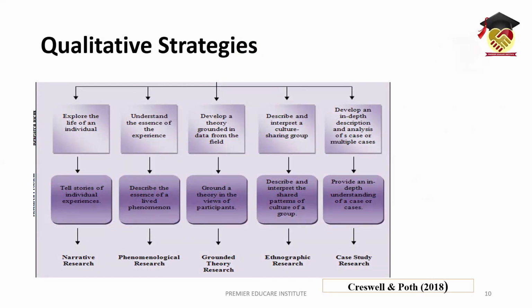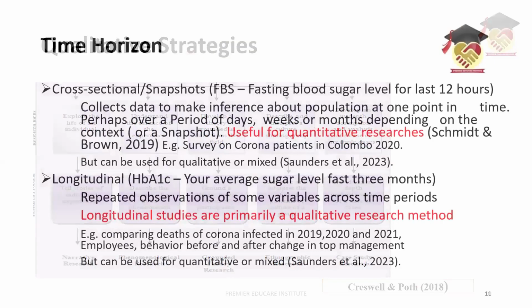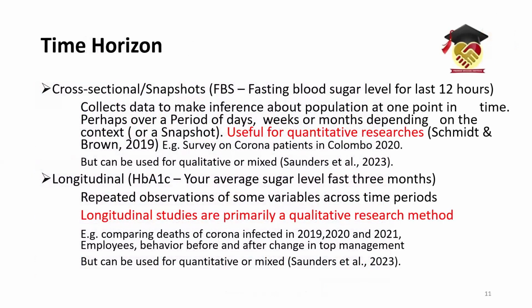And what is the next one? The time horizon. I already explained what the time horizon is. Time horizon means, when you are doing your research, how do you collect your data? At one time, maybe within 1 month, maybe within 2 months, but at one point. That is called cross-sectional, or snapshots.